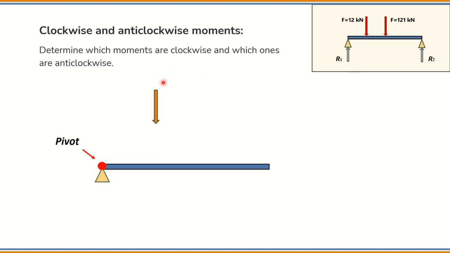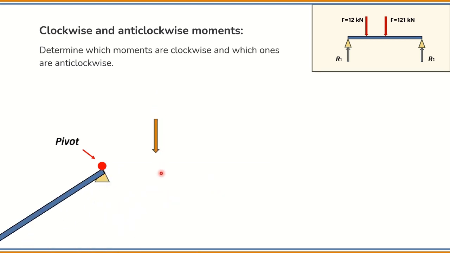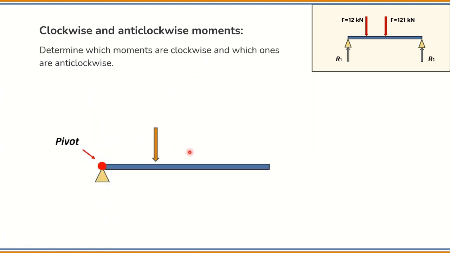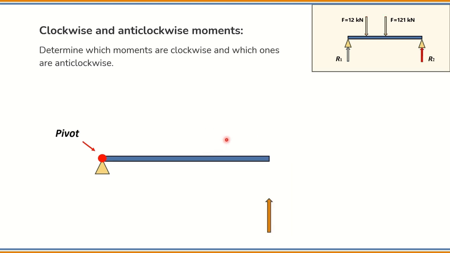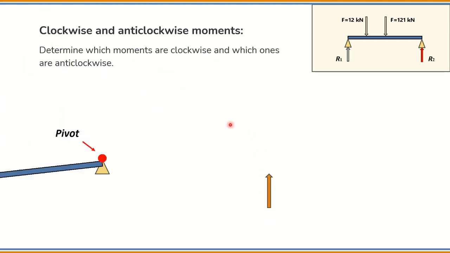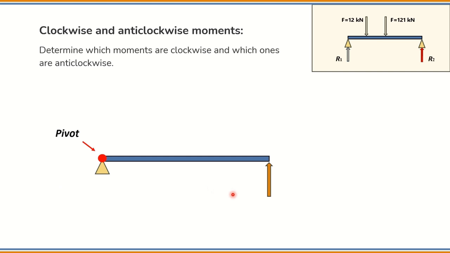So the force is going to push down the beam, and the beam is going to turn in a clockwise direction. This means that the moment is positive. Now I'm going to continue with the reaction force R2. This force is going to push up the beam, and the beam is going to turn in an anti-clockwise direction. So the moment is going to be negative.